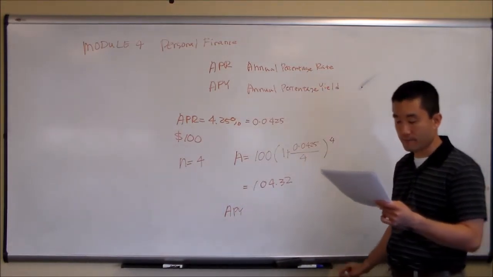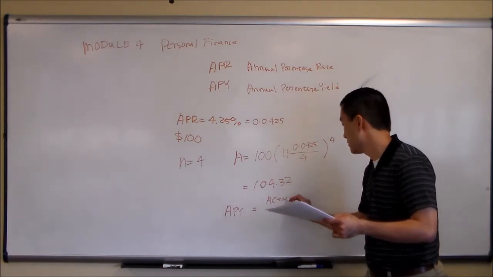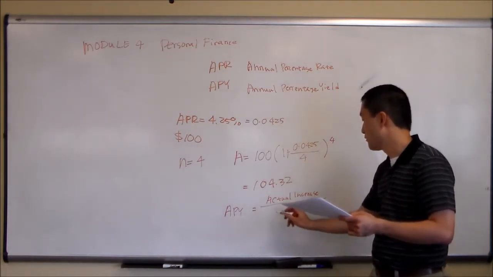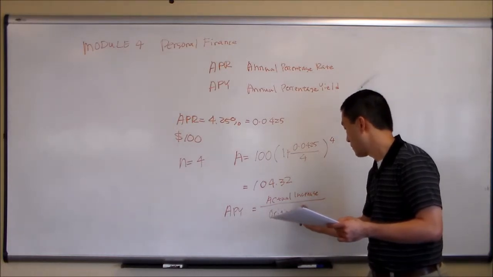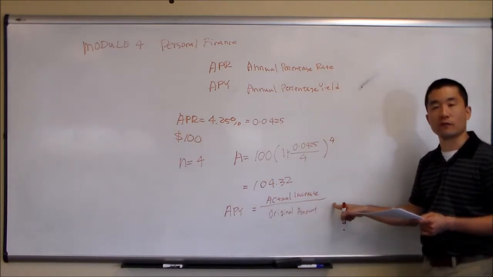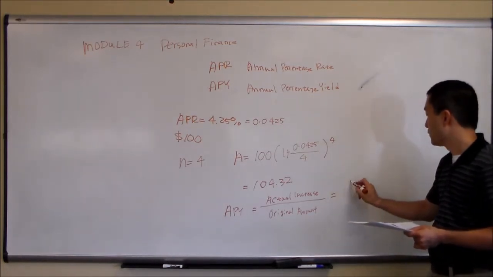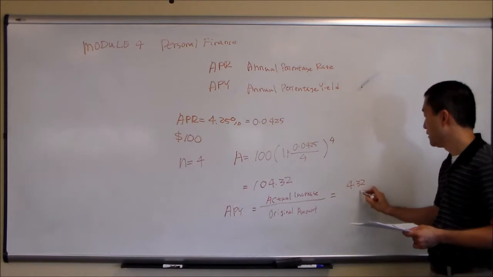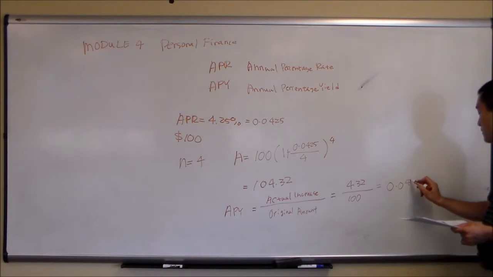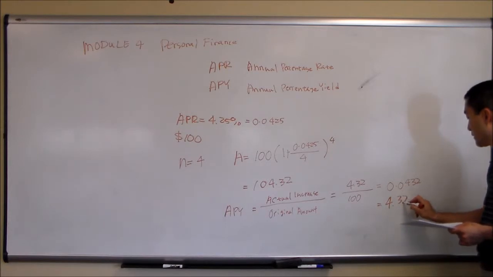the formula for that is actual increase over original amount. That'll be giving the decimal. If you want to convert to the percentage, you just multiply by 100. So in this case, 4.32 divided by 100, which is 0.0432, which is the same as saying 4.32%.